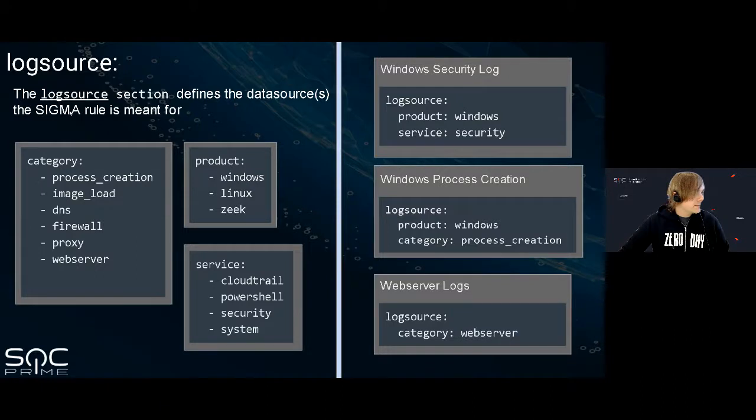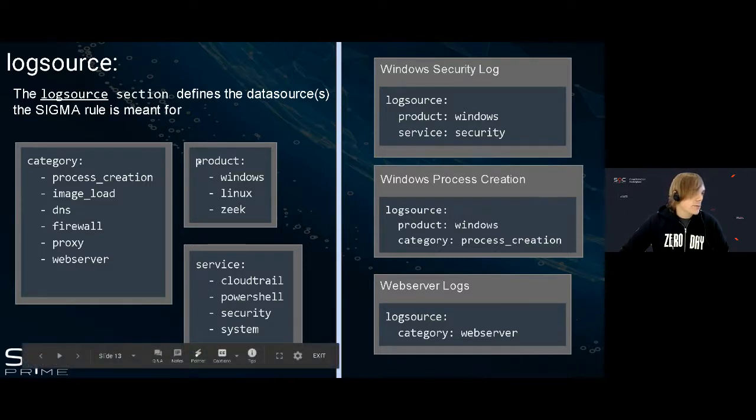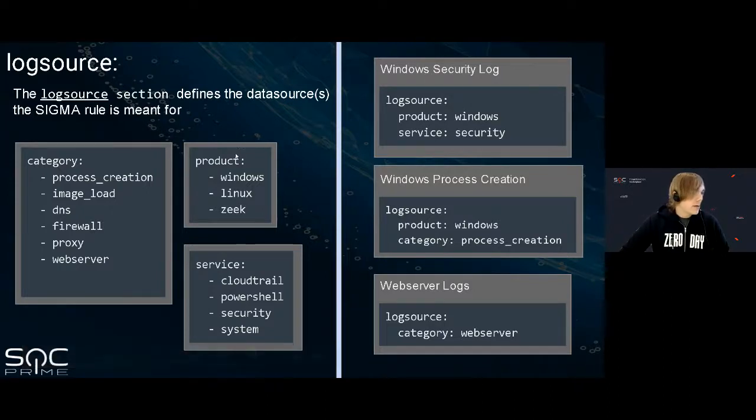So yeah, we have the log source. The log source defines the data sources the Sigma rule is meant for. You have different ways to define the log source. You can define it as a category, as a product, or as a service, and you can actually mix and mingle. So you can have a product and a category, and a product and a service as well. Sometimes some rules even have just a service, but I don't think any rule has just a product, although there's nothing keeping you from doing that. I just don't think it would be super useful yet.